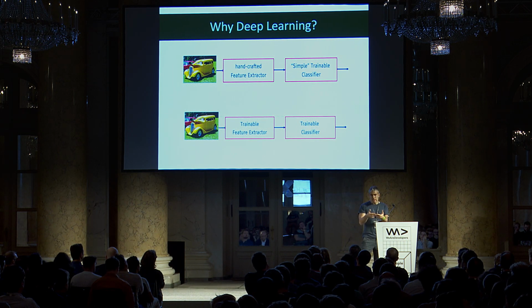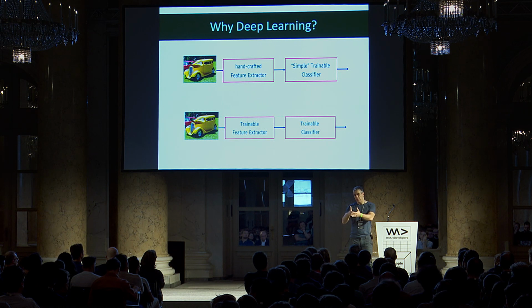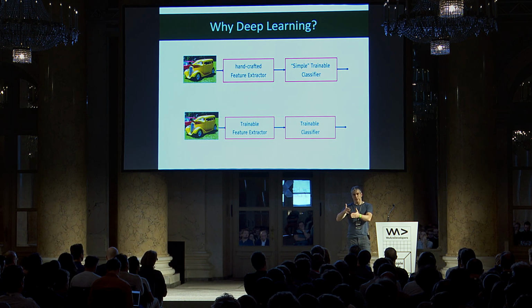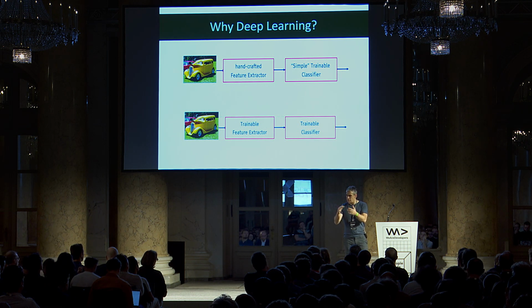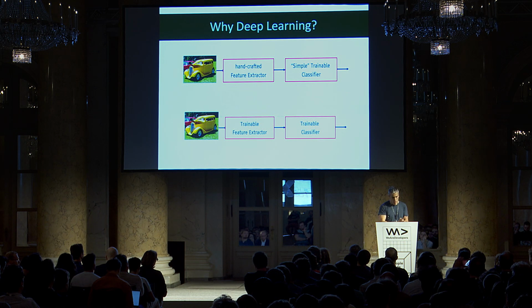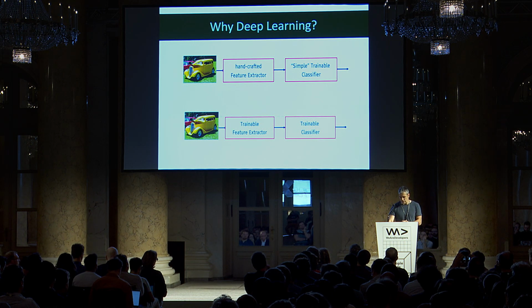So in some sense, you can argue that deep learning brings us one step closer to, but just a little step closer to true AI, right? Because we have automated one more part of this process of doing machine learning or artificial intelligence, right?